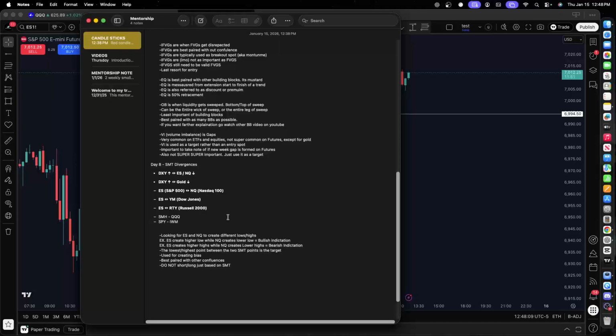You don't want to use this solely to enter trades, guys. You want to use this to form a bias: oh, okay, there's an SMT, we might be looking for some downside here. Look short on the day, look short on the week, look short over the next hour or so. They're best paired with other confluences. So if you see an SMT, I'm still waiting for a liquidity sweep, impulse move, etc. I'm not just going to do it by itself. Do not trade just based on an SMT. Pretty easy notes, pretty easy concept.